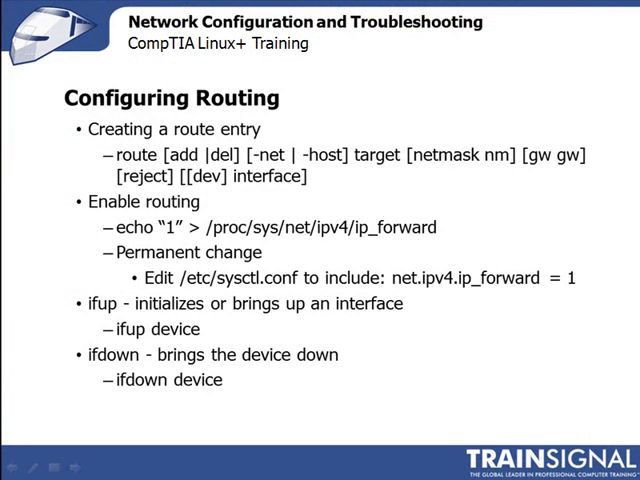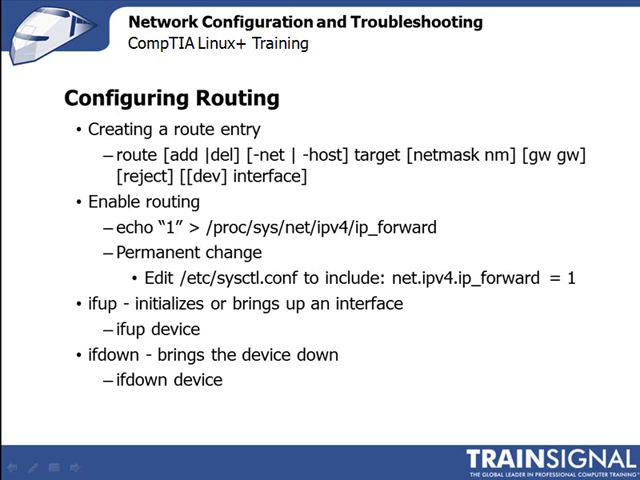Now that you know how to configure routing, if you want Linux itself to act as a router, you have to enable it. To do so, you use the command at the command line, echo space the number 1 in quotes, then you have the greater than redirector, followed by /proc/sys/net/ipv4/ip_forward. And again, you can enter this command at the command line to enable routing.